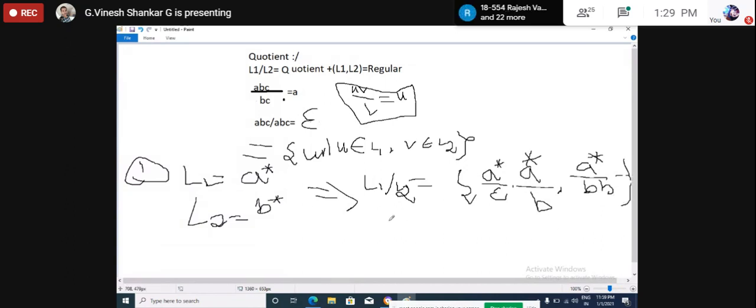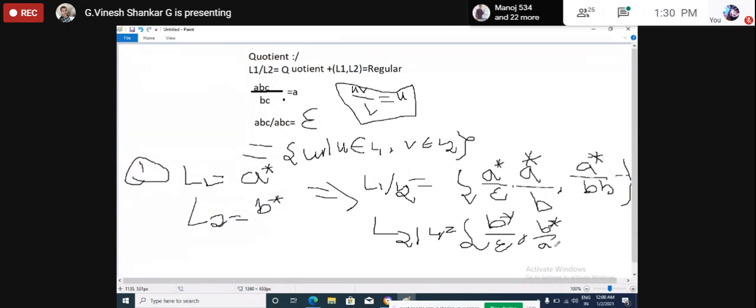When I take L2 by L1, what is L2 by L1? Again, the same procedure you need to do and the same answer you will get. Okay? What will you get for L2 by L1? Again, the same thing: B star divided by epsilon, then B star divided by A, a single A, followed by double A, triple A. Like this it continues. B star followed by triple A, or as many A's as you want.